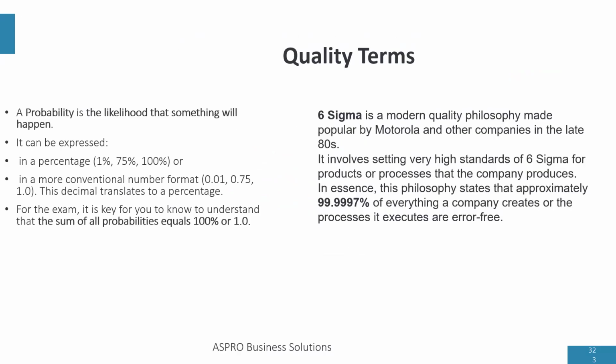Now let's move on and talk about 6 sigma, and it was Motorola and other companies that made 6 sigma popular in the late 1980s. It involves setting very high standards for products or processes that the company produces. This philosophy states that approximately 99.9997% of everything the company creates or the processes it executes are error-free.